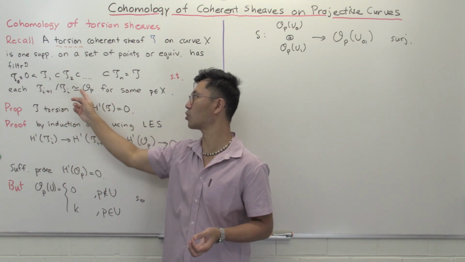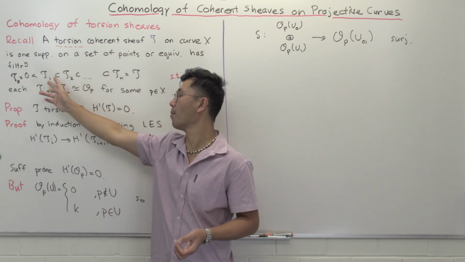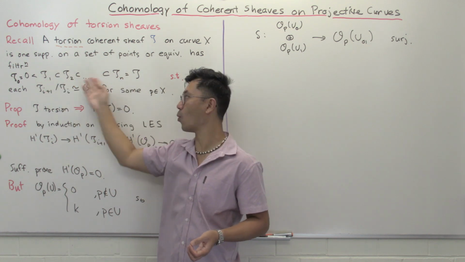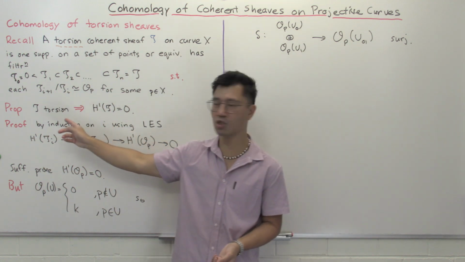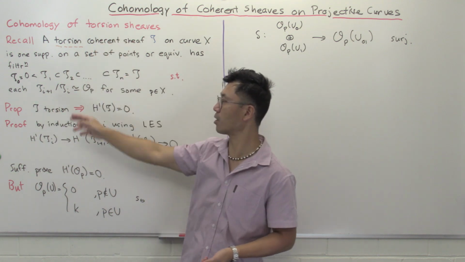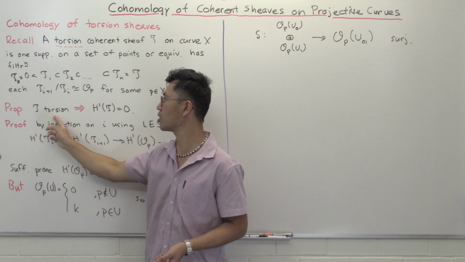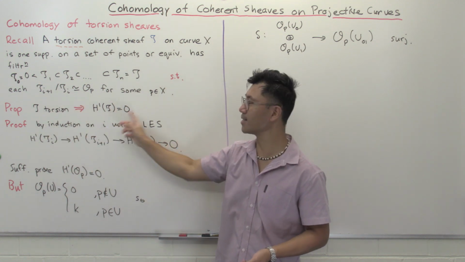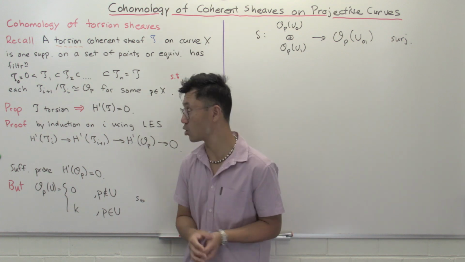So this is isomorphic to O_P for some P, and that P, of course, can change as you vary which step you are at in this filtration. Okay, so what's really nice is that once you have such a torsion coherent sheaf, actually it's true also for quasi-coherent sheaves too, but let's just look here at torsion sheaves, you will have H1 equal to 0. Okay, so that's rather nice, and it's a very useful fact as well.